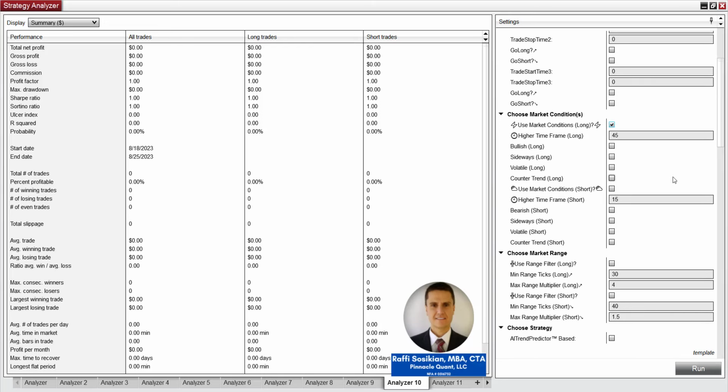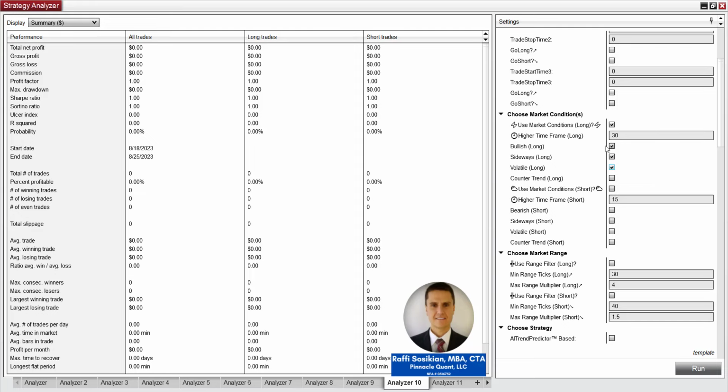I'm going to definitely use market conditions, which is why I'm doing this demo for you. The higher time frame is going to be the 30-minute chart, and I want all of them, everything except counter trend. Counter trend means that price is going down at that time. That's what that means.